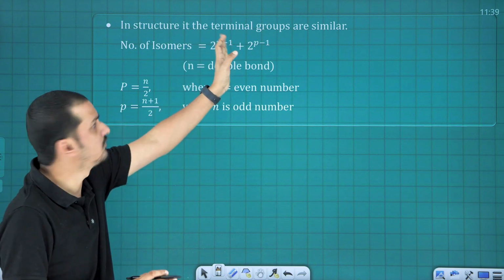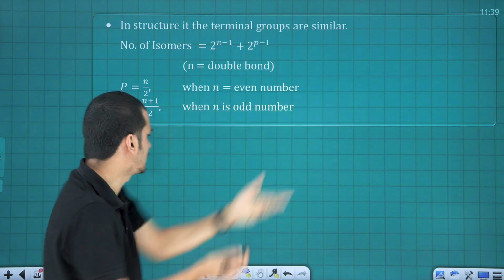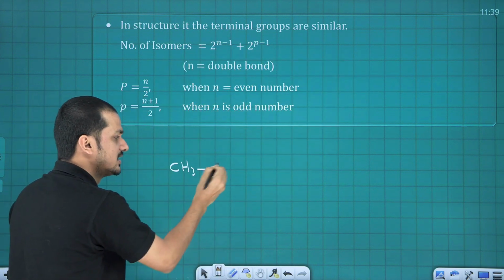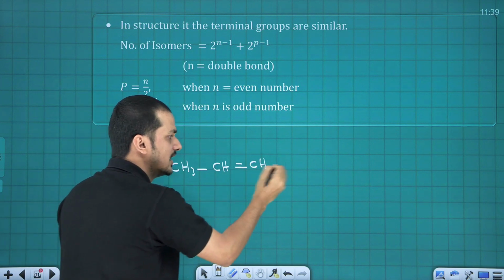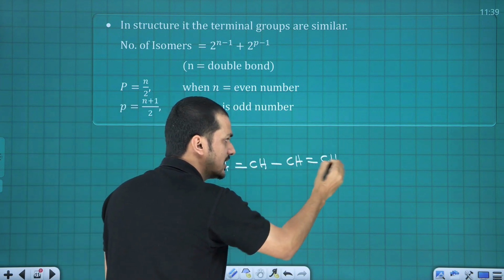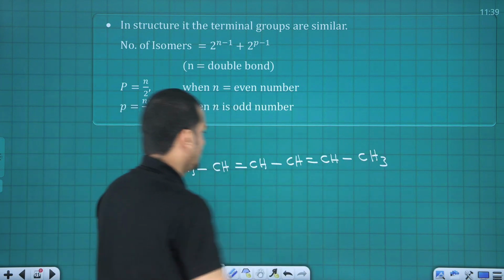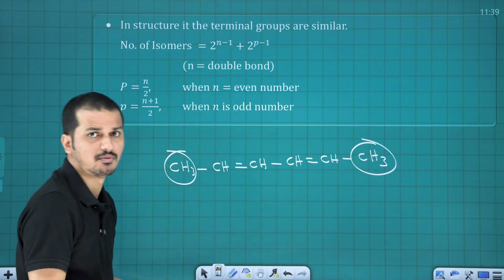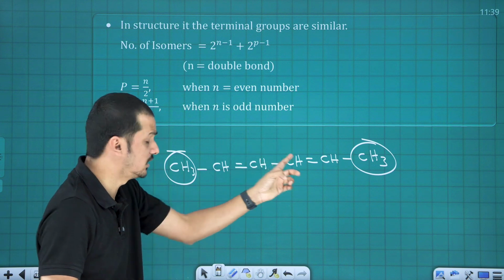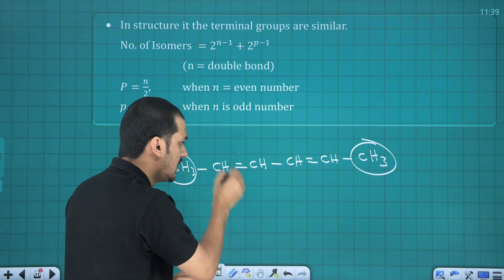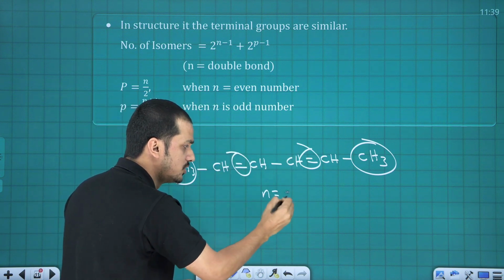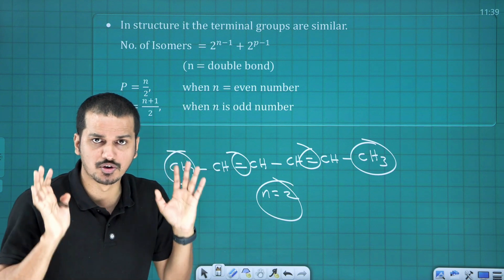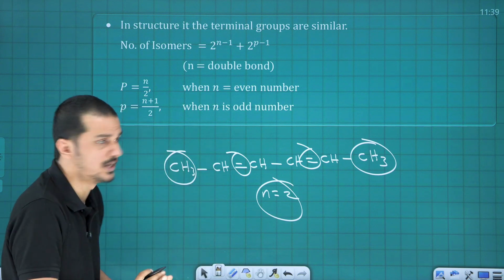In a structure, if the terminal groups are similar, for example CH3, CH double bond CH, single bond CH, double bond CH, single bond CH3, both ends are similar. Then what will you do? You count the number of double bonds, not carbon atoms. Here 1, here 1. So n equals 2. The number of double bonds equals 2. What does that mean?